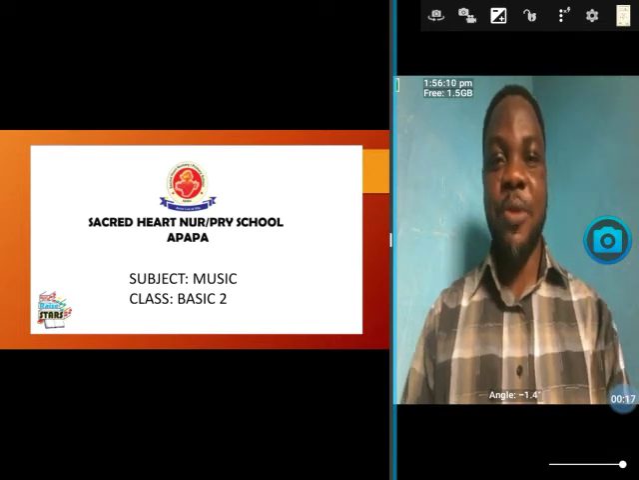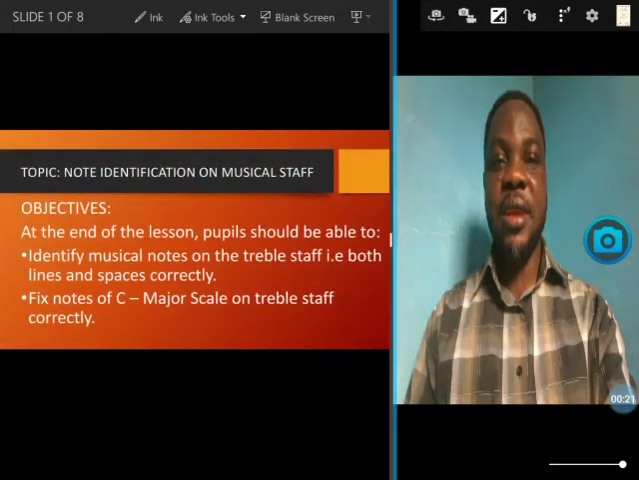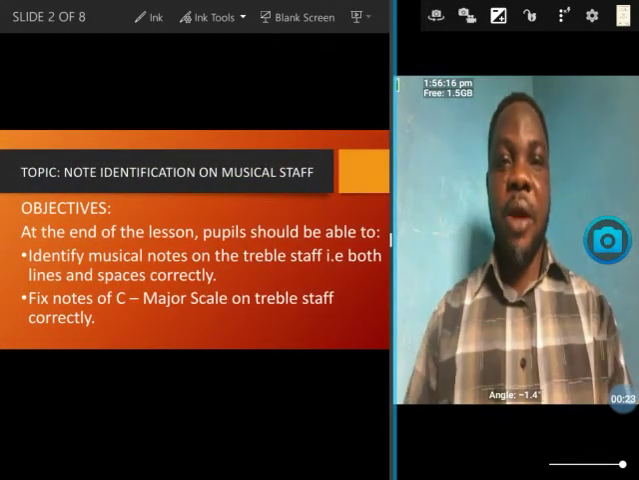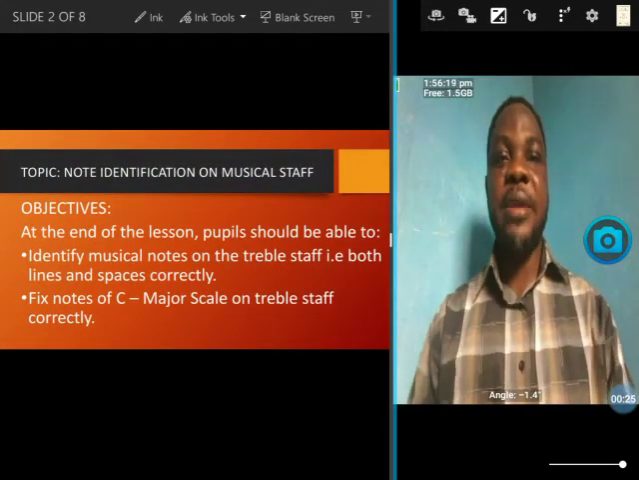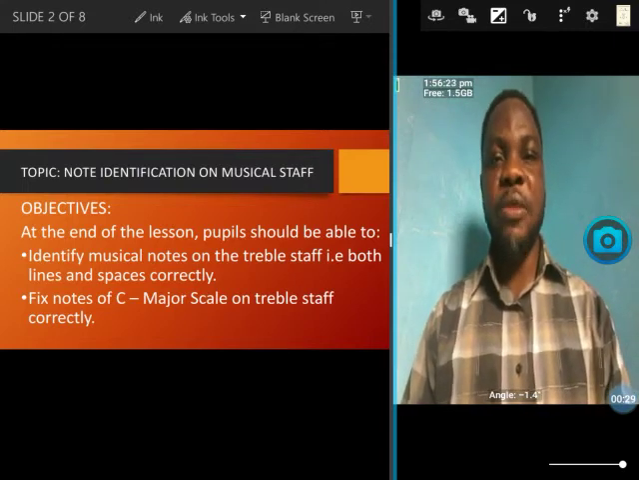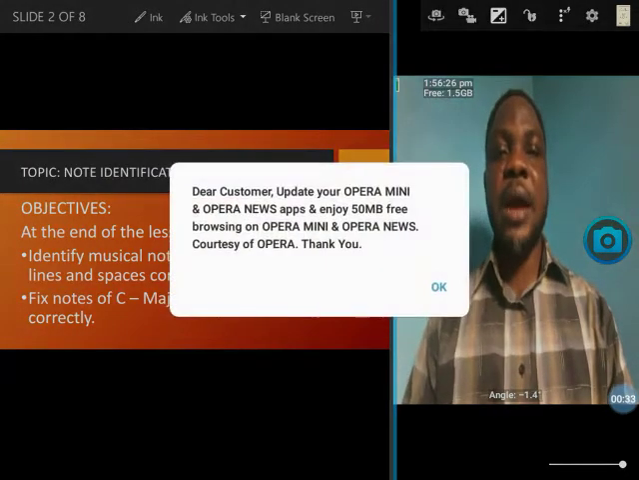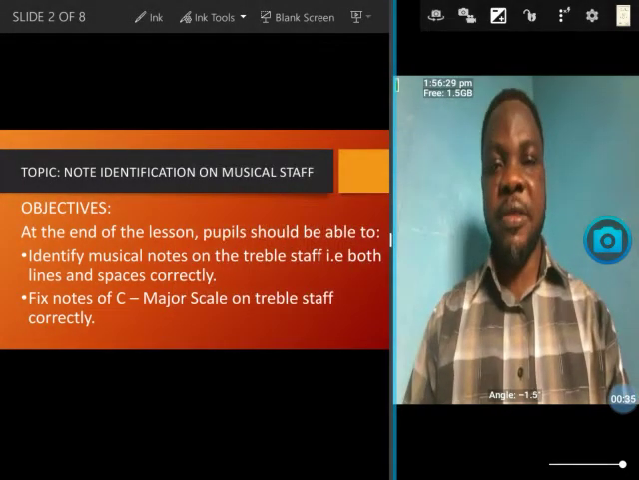Now, as we proceed, let us look into our topic today. Our topic today says Note Identification on Musical Staff. Note Identification on Musical Staff. And let's look at our objectives.